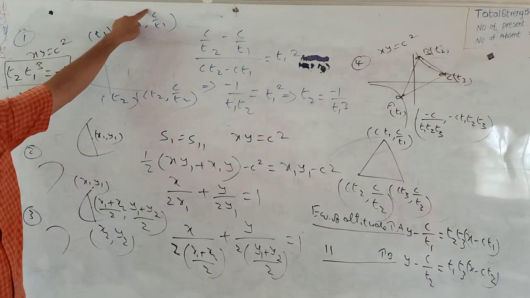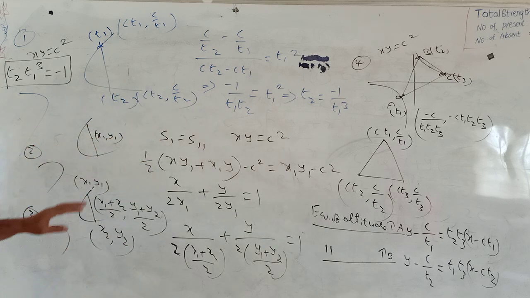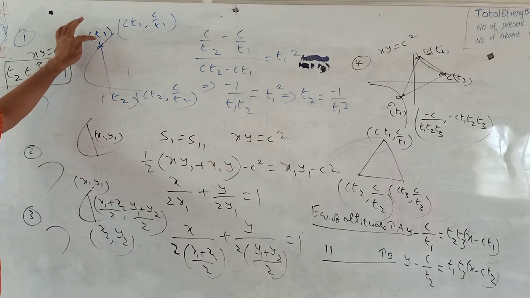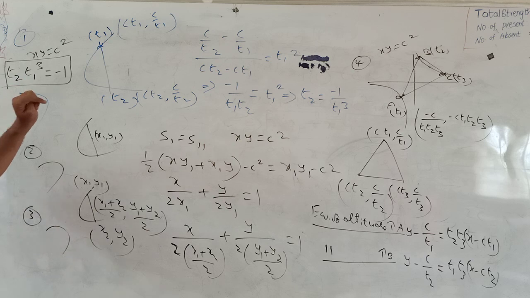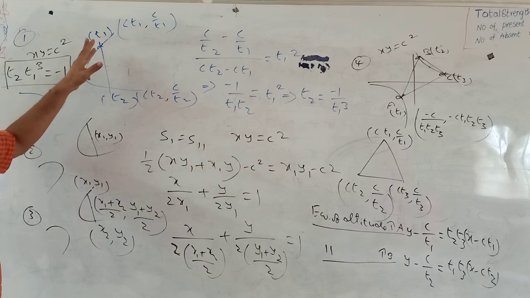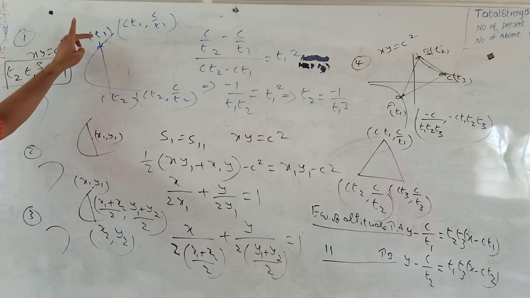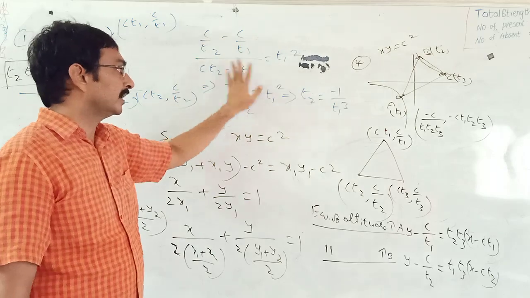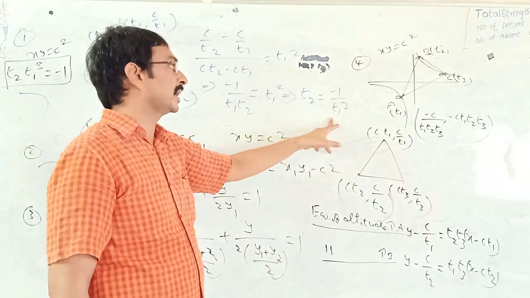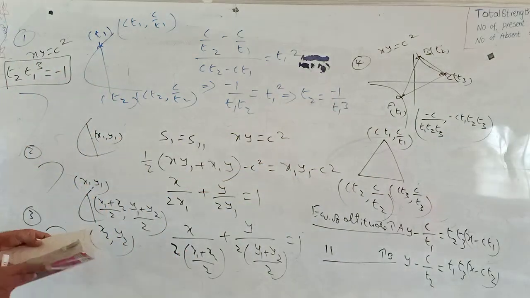T1 means CT1 comma C by T1. T2 means CT2 comma C by T2. Given that the normal at T1 cuts the same rectangular hyperbola at T2, what is the relation between T1 and T2? This line is the normal at T1, which is nothing but the line segment joining these 2 points. So the slopes are equal. By simplifying, we get T2 equal to minus 1 by T1 cube, then T2 into T1 cube equal to minus 1.